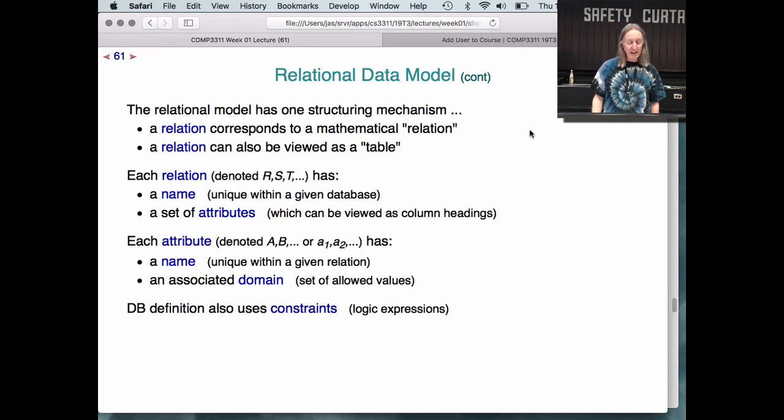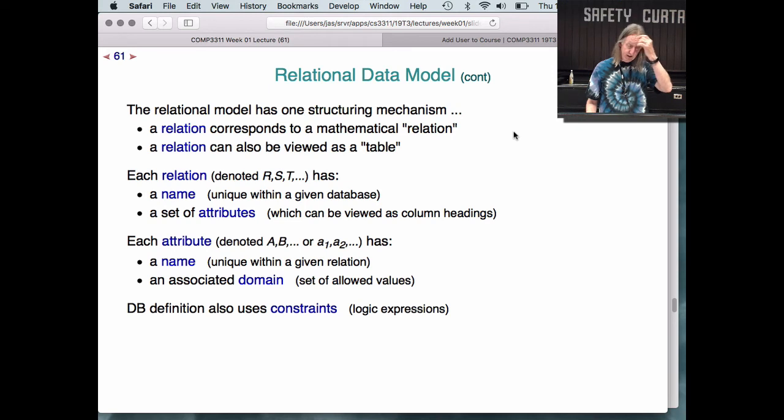A relation formally corresponds to a mathematical relation. A mathematical relation is a set of tuples that say this thing is related to this thing is related to this thing, and it's all the same kind of relationship. If you've got a set of tuples like that, there's a relation. But you can also view it as a table or a file if you want.